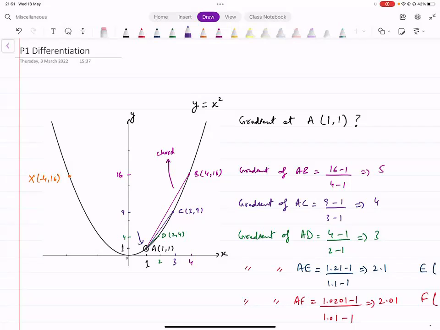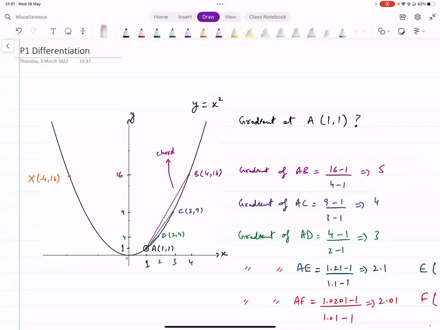We have this point A here. We take another point on the curve, let's say this point B, and we find the gradient of AB. That turns out to be 5 here. I took a point B, the corresponding values of X and Y came, and you found the gradient of AB. The gradient of AB came out to be 5, but then it's not a very good estimate.